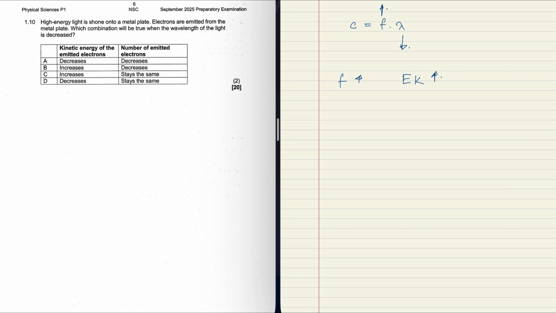So the options we have are B and C. But the number of emitted electrons are not going to change. Only intensity of the light affects that. So the answer is going to be C.